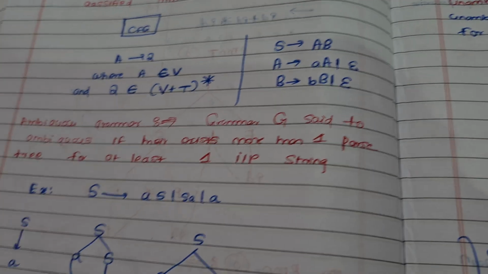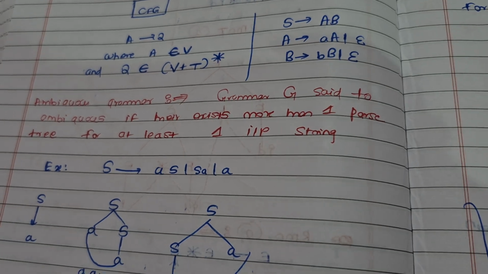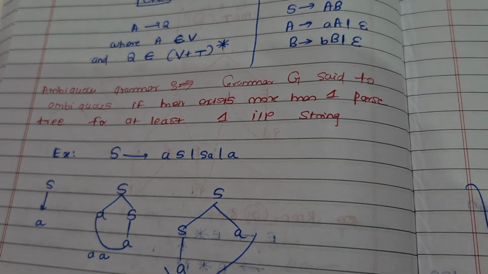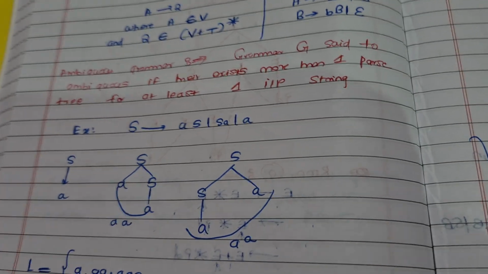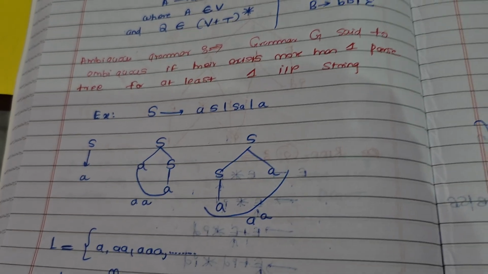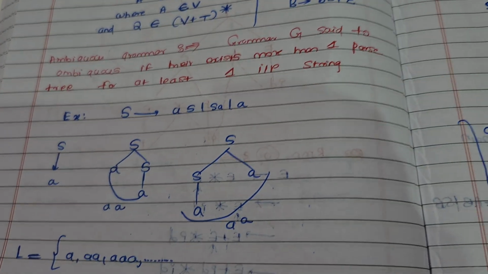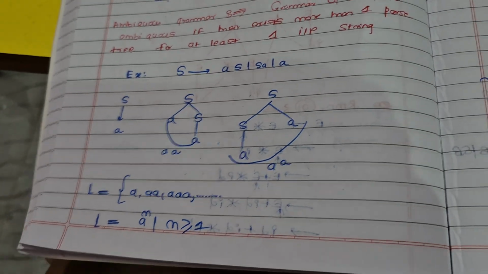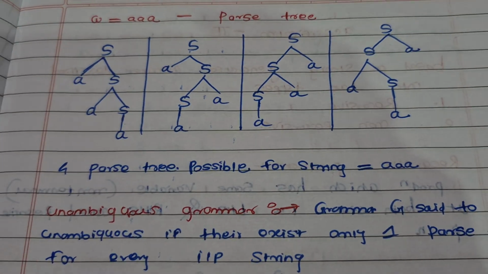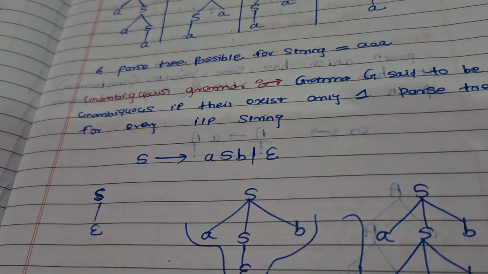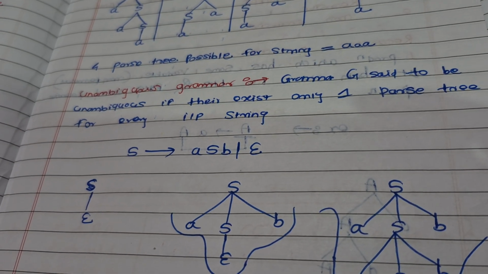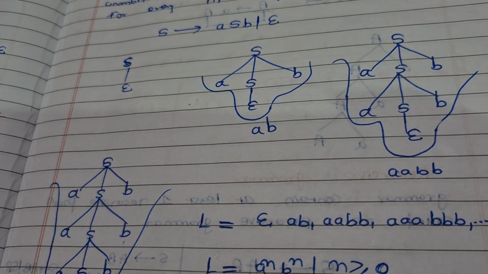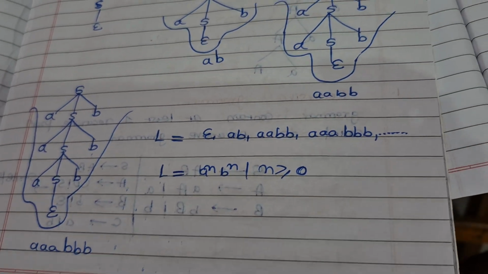Ambiguous grammar: a grammar G is said to be ambiguous if there exists more than one parse tree for at least one input string. In the name itself you can see ambiguous, more than one parse tree for one input string, and you can see here also more than one R exists. Four parse trees are possible for the string. And unambiguous grammar is where a grammar G is said to be unambiguous if there exists only one parse tree for every input string. This is the language you can see.